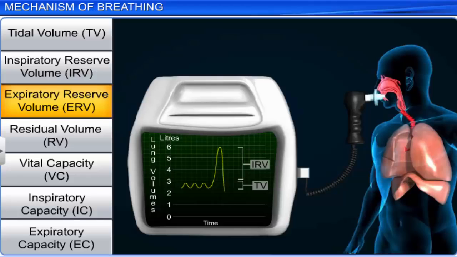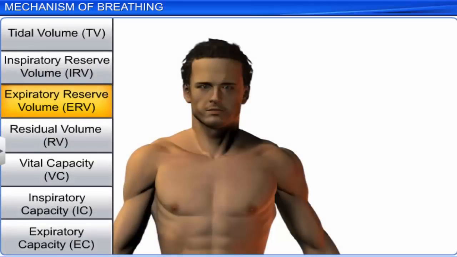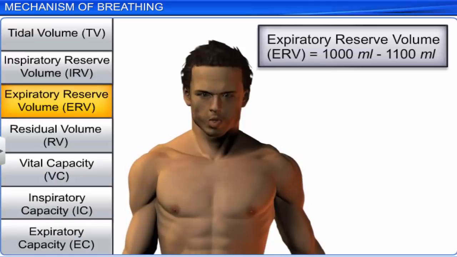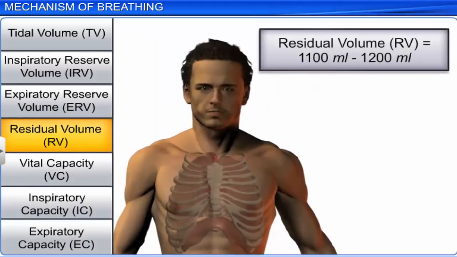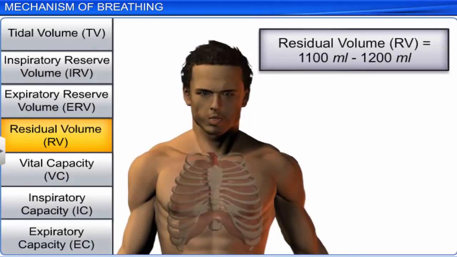The additional volume of air that a person can expire by a maximal expiration is called expiratory reserve volume. This averages from 1,000 milliliters to 1,100 milliliters. The volume of air that remains in the lungs after a maximal expiration is called residual volume. This averages from 1,100 milliliters to 1,200 milliliters.